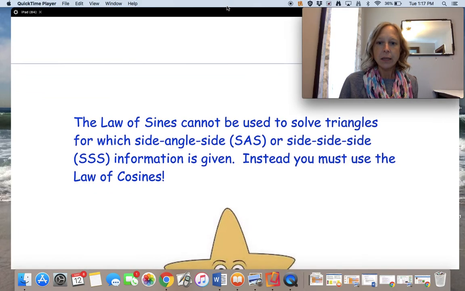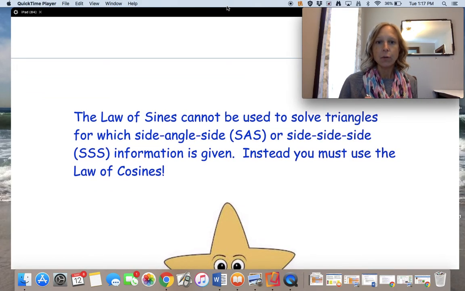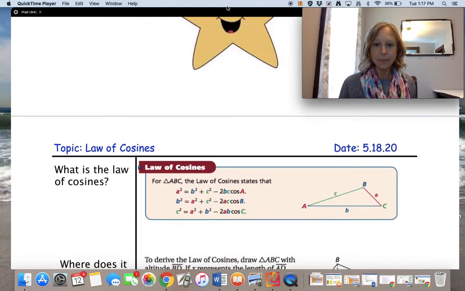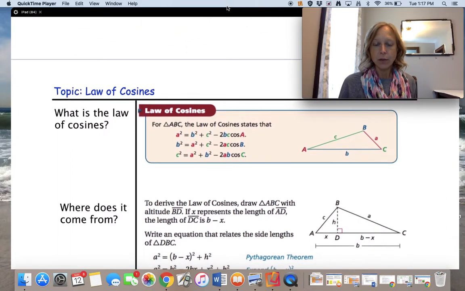We saw last week that the law of sines works when we have two angles and a side given to us, which left out some situations, and those two are side angle side and side side side information. And so the law of cosines works when we have that. Here is the law of cosines.